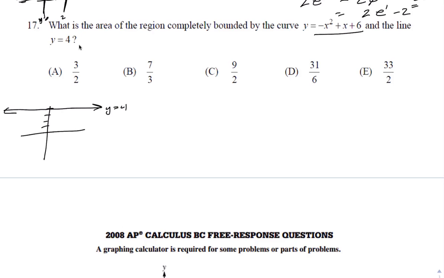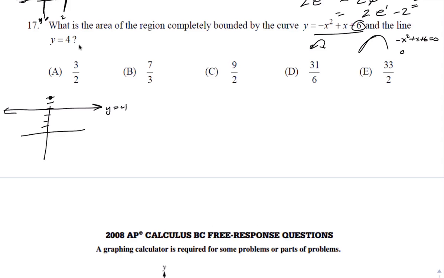Now this guy, I know it's a parabola, I know it's opening down. And I know my y-intercept is 6. So I probably know it's going to look like this. But if I really want to find out where it hits, I could find the y-intercept, the x-intercept if I want to.